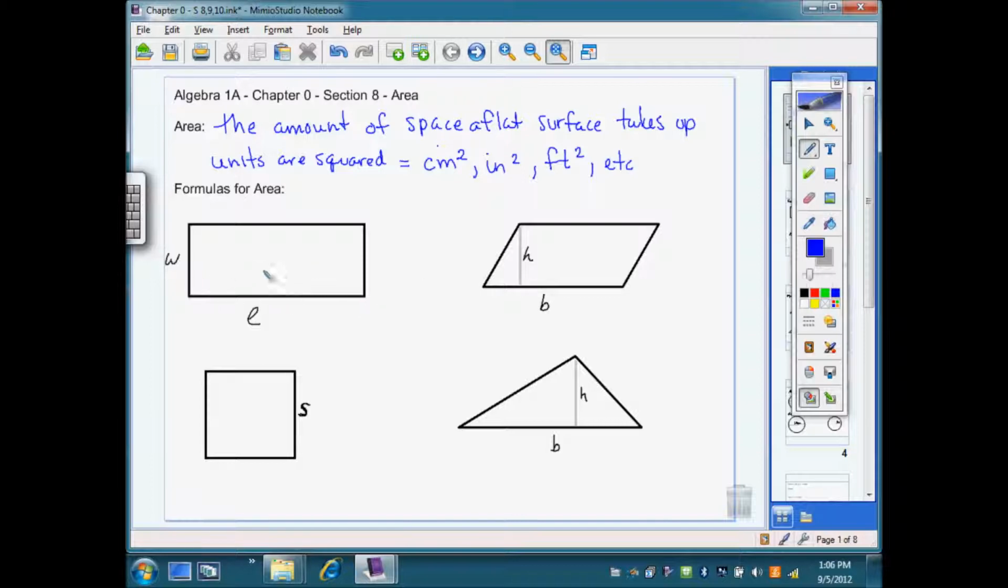If you have a rectangle, the formula for area is length times width. If you have a parallelogram, area is base times height. For a square, all the sides are the same, so it's side squared, which is really kind of the same thing as length times width.